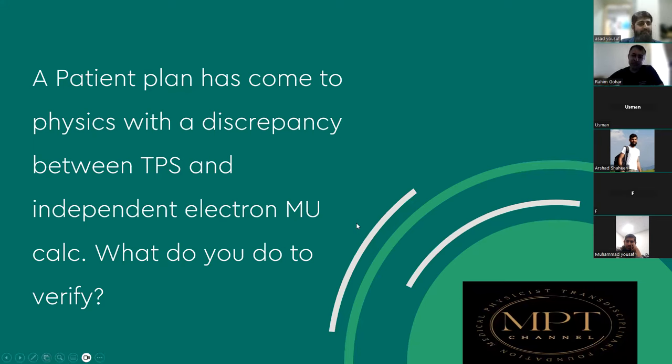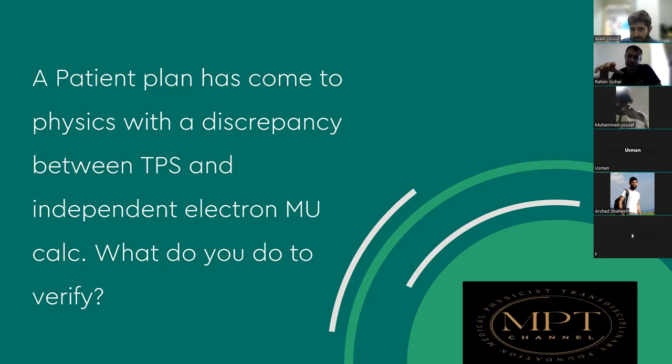I don't know, at AKU, when I was there, we were using a handmade MU calc for verification of our TPS doses. I'm not sure about the rest of the centers. Usually here is how you verify your plan, by sending that plan to an independent source. We call it the MU calc. And there is a discrepancy between your TPS and your independent electron MU calc. You've been asked to investigate this issue. How are you going to investigate that?